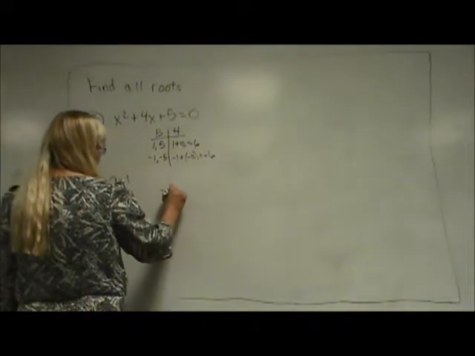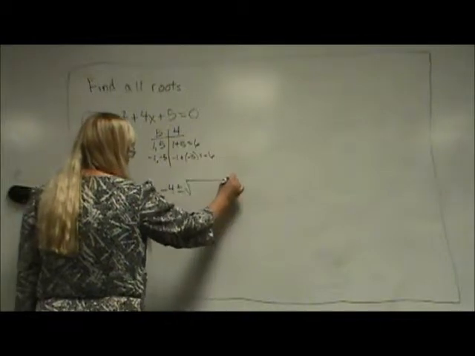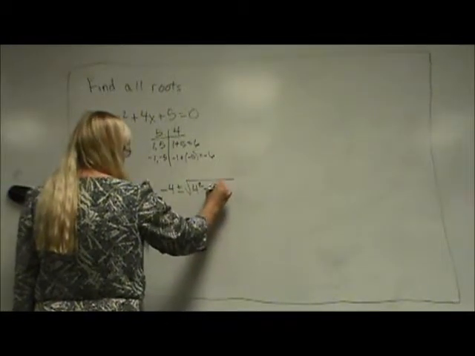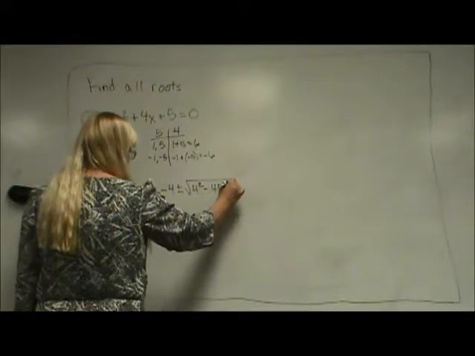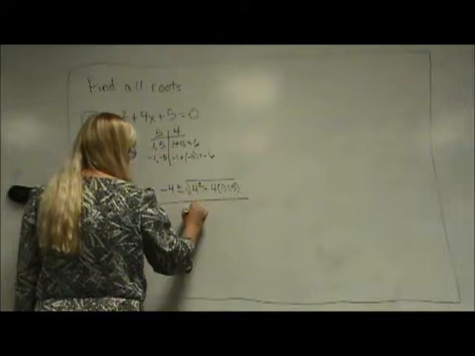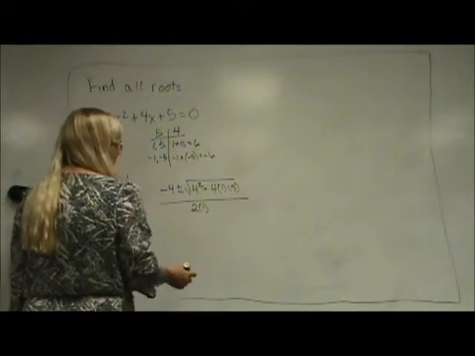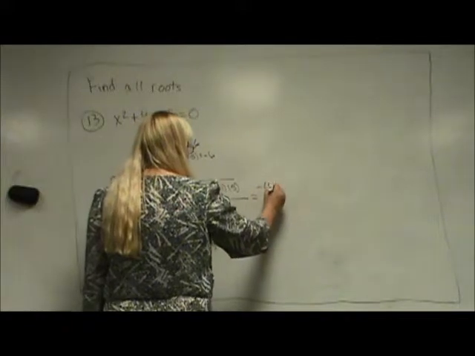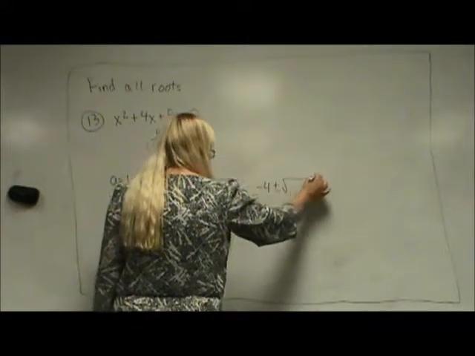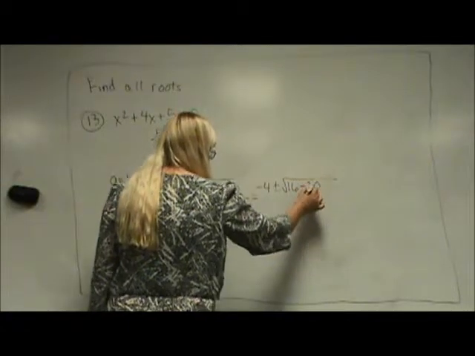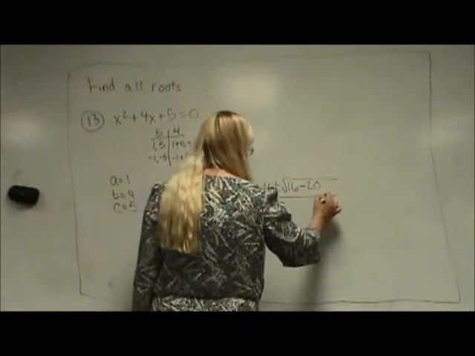So I have -4 plus or minus the square root of 4 squared minus 4 times 1 times 5, divided by 2 times 1. I'm going to get -4 plus or minus the square root of 16 minus 20, divided by 2.